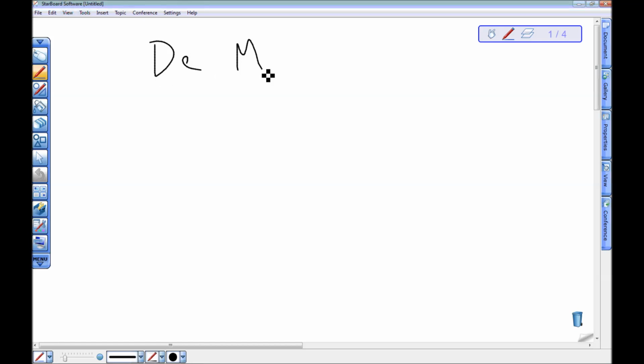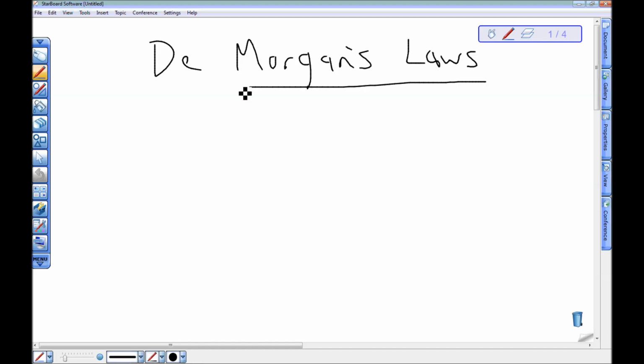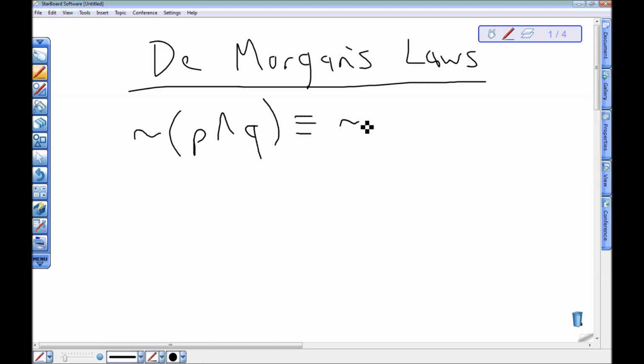Let's talk about De Morgan's laws, and go through a couple of examples of how we can use them. So De Morgan's laws are basically some special equivalencies. It is the case that it is not true that P and Q is equivalent to not P or not Q.